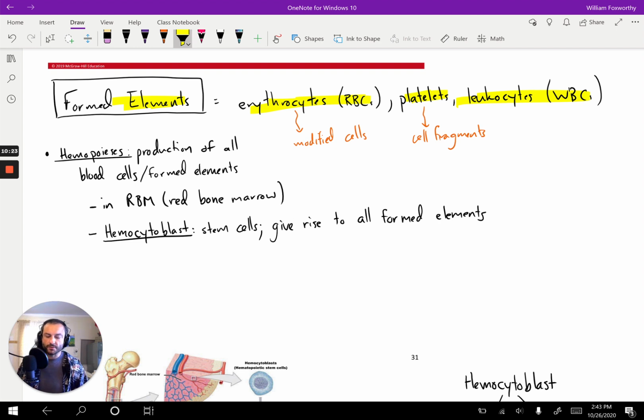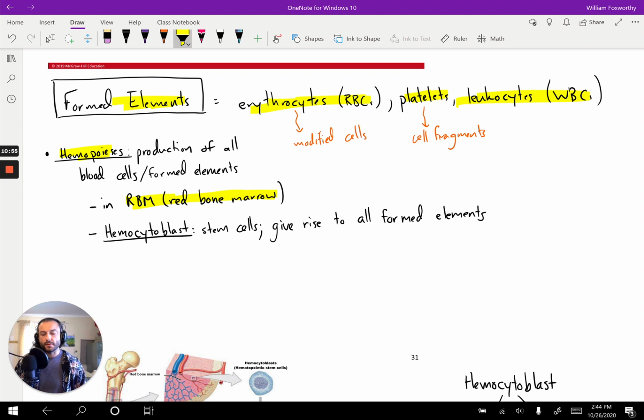The process of producing any of these cells is hemopoiesis. So that's the production of any blood cell, not just red blood cells. And all of these are going to be formed in your red bone marrow, which, as we talked about during your development as a child, is throughout the majority of your bones. But as an adult, it's mostly inside of your axial skeleton, and then the head of your femur and the head of your humerus.